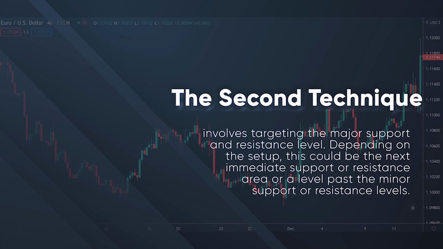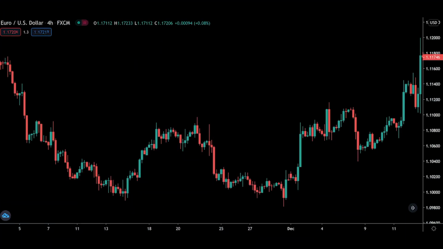The second technique involves targeting the major support and resistance level. Depending on the setup, this could be the next immediate support or resistance area or a level past the minor support or resistance level. Let me show you an example to demonstrate how this works.